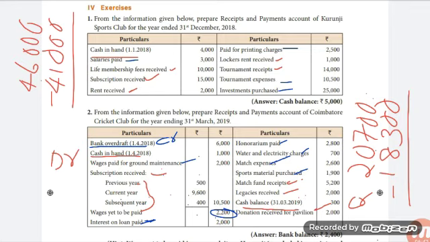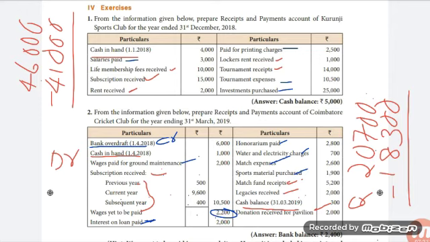To life membership fees received 10,000. To subscription received 15,000. To rent received 2,000. To locker rent received 1,000. To tournament received 14,000. Okay, we entered all receipts. Then credit side all payments: by salaries paid, by printing charges, by tournament expenses, by investment purchased. Then find the balance. You will get a cash balance 5,000.